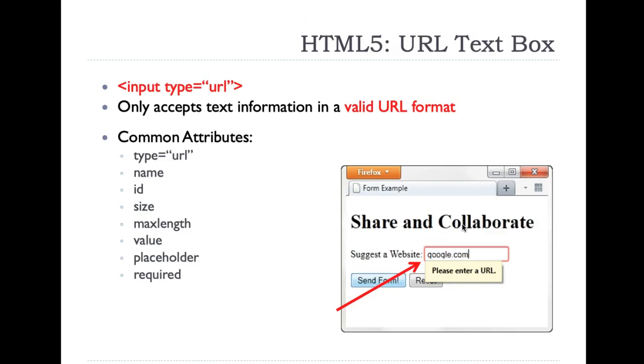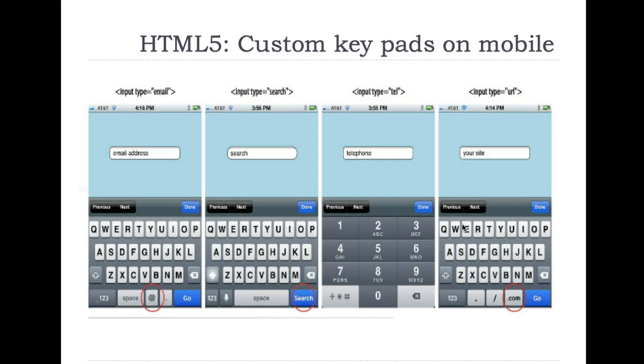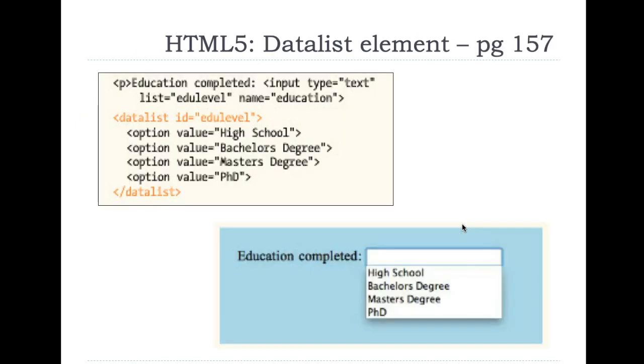And this is type URL, and this will only accept something in a valid URL format. So it has to have a domain, a dot, and then a subdomain at the end. And here's an example of the custom keypads that are used when you use input type equals email, input type equals search, input type equals telephone, and input type equals URL. You see the URL has .com, the tel has the number keypad, search simply has the search box, and email has the @ symbol. Very handy. HTML5 really has come far.